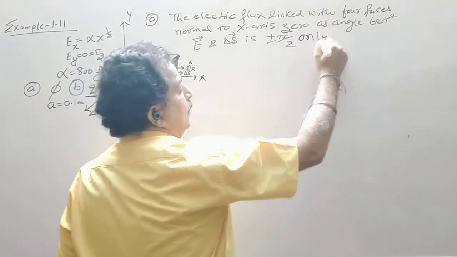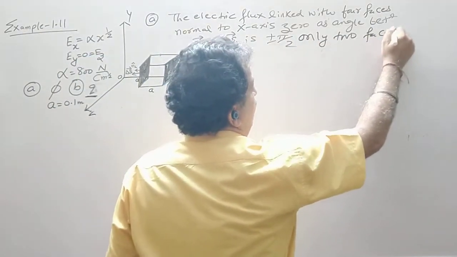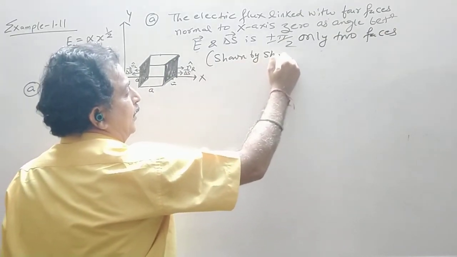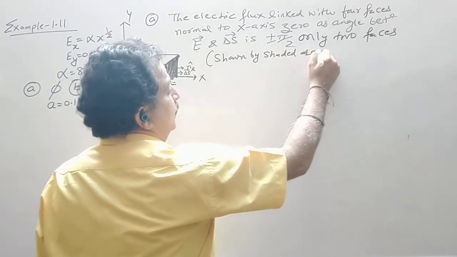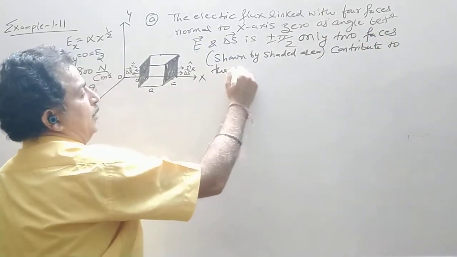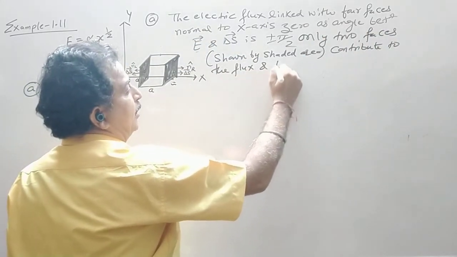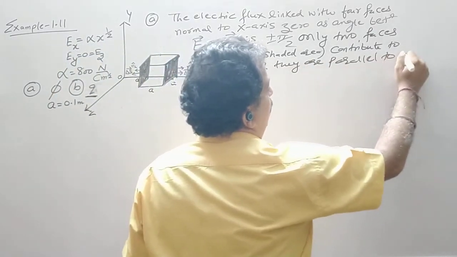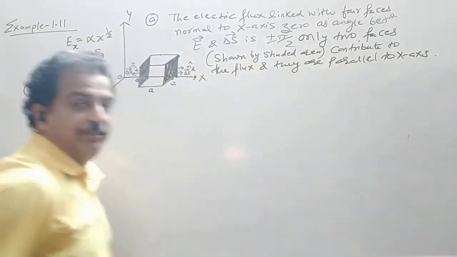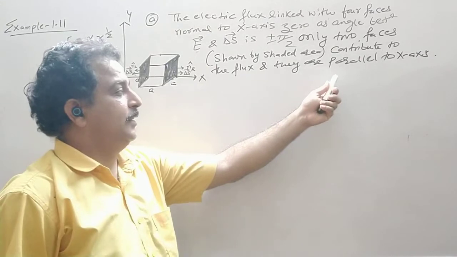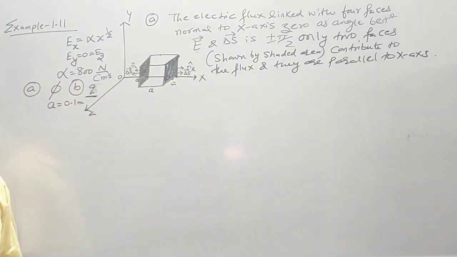Only 2 faces shown by the shaded area contribute to the flux, and they are perpendicular to the x-axis. So out of 6 faces, only 2 faces will contribute. The parallel faces will contribute 0 flux, and the perpendicular faces will contribute the flux to this cube.